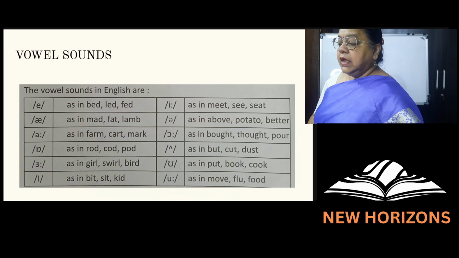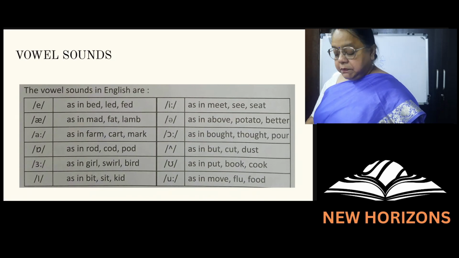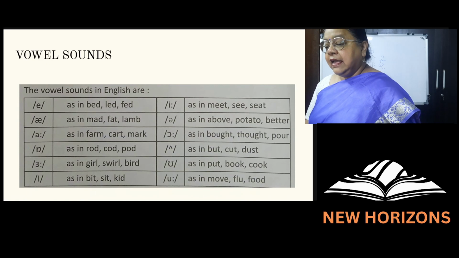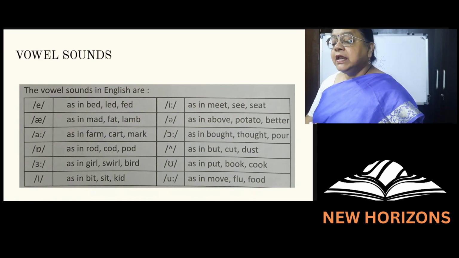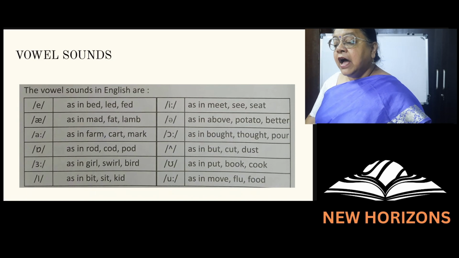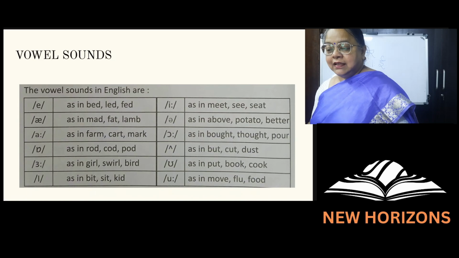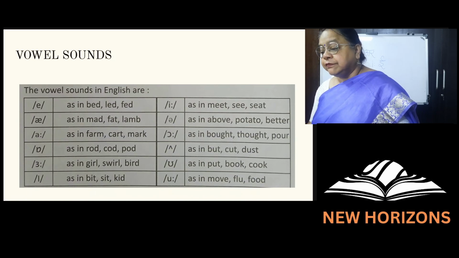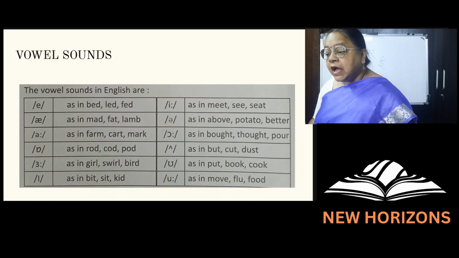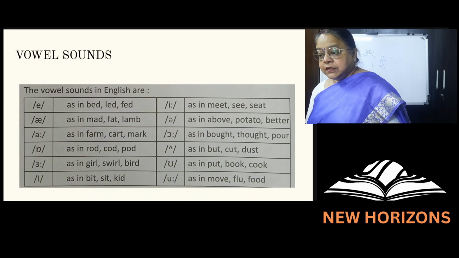So now the inverted E in print pattern is uh. The first one, E, was eh. This one is uh: above, potato, better. So now, children, did you realize one thing? Till now, you used to say the word as above. So the word is not above. The word is above.